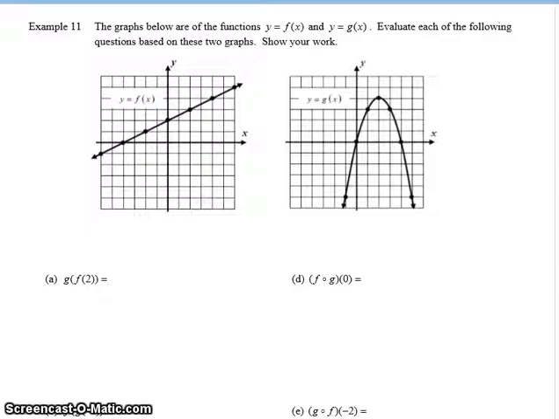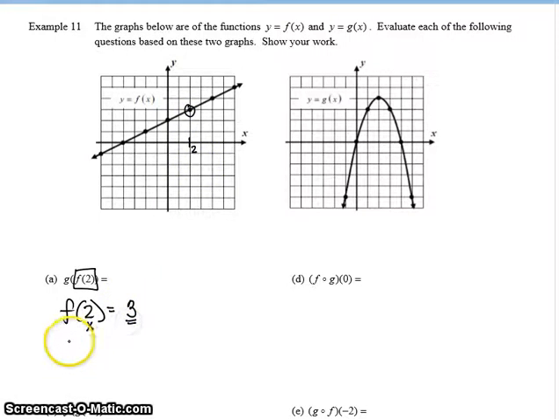Example 11. The graphs below are of the functions y equals f of x and y equals g of x. Evaluate each of the following questions based on these two graphs. Show your work. All right, so this is just learning how to read graphs. Now remember, f of 2. So that means go to the f function graph, which is over here, and go to x is 2. So here's where x is 2. You come up, and that's my answer. I get a 3, positive 3.